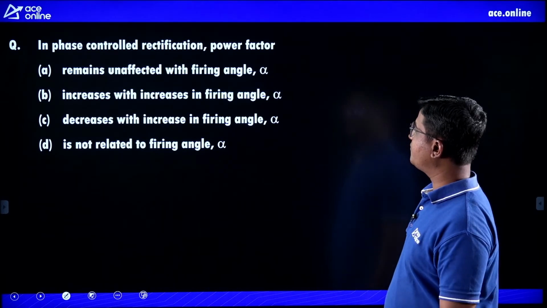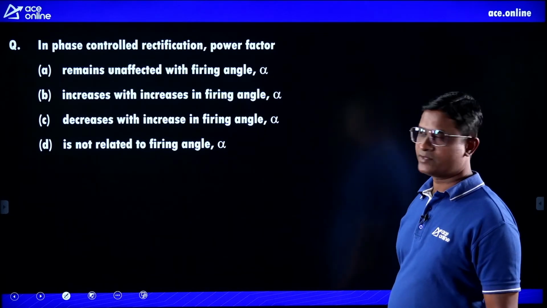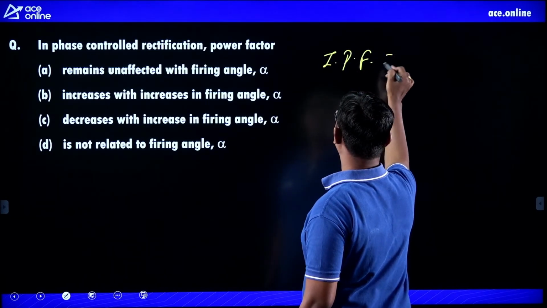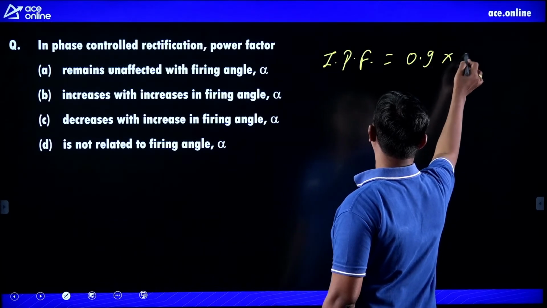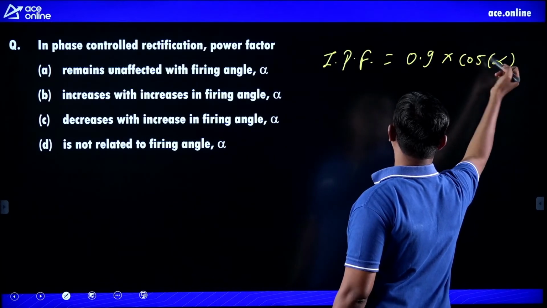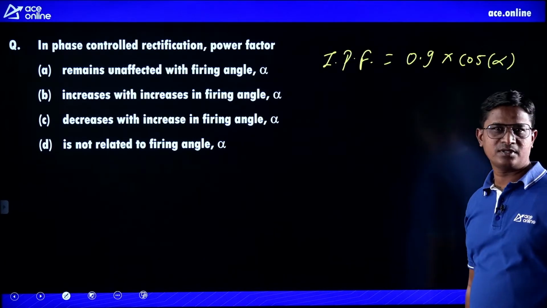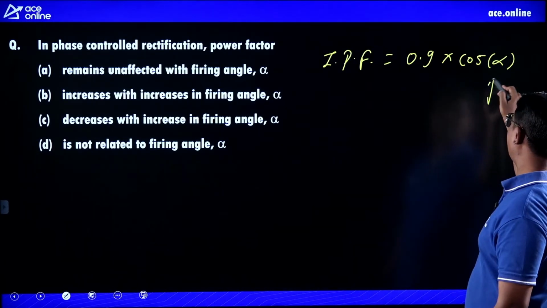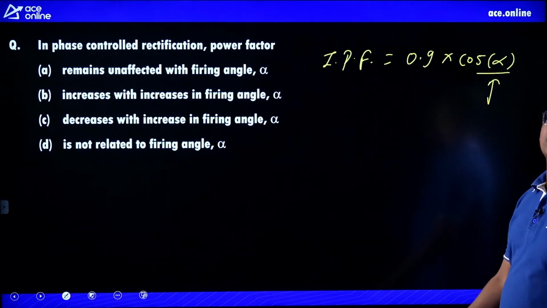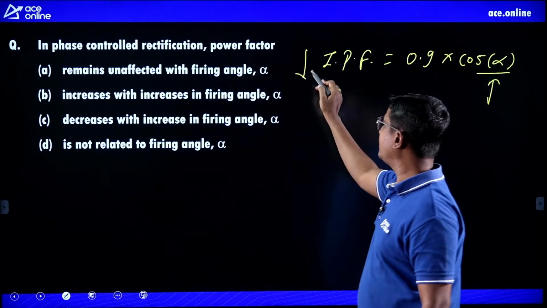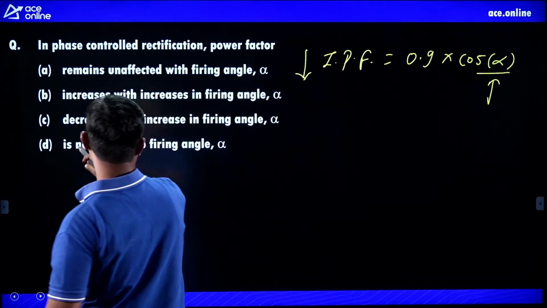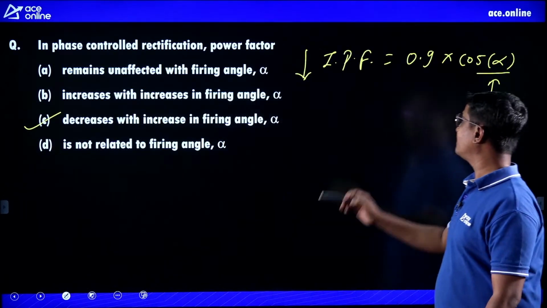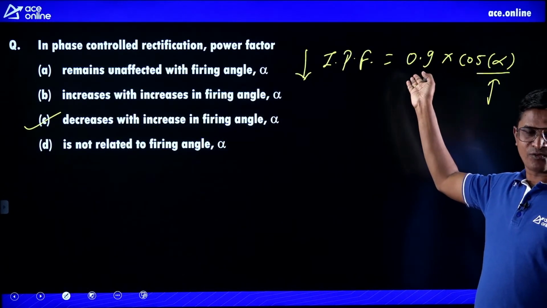In phase control rectification, power factor, yes, let me write, input power factor. Power factor means input power factor. It is 0.9 into cos alpha. Okay, right. So here, if you check, as alpha increases, cos alpha will decrease. So input power factor will decrease. So yes, decrease with increase in firing angle alpha. Option C is the correct option. Yeah, this is the one expression which is valid for one of the converter.